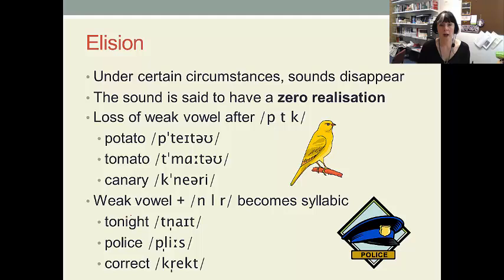We can also have a weak vowel plus one of these consonants becoming syllabic. For example, instead of saying "tonight", we get "tnight". Instead of saying "police", we get "plice". And instead of saying "correct", we get "crect".